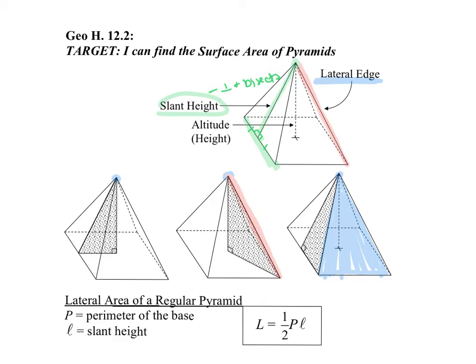So that's what we have so far. The lateral edge is where two faces meet. The slant height is from the vertex down and is perpendicular and bisects the side of the base. The last is the altitude, the height. The altitude again starts at the vertex, but it goes straight down to the middle of the base. And again, an altitude is perpendicular and it goes directly into the middle of the base.